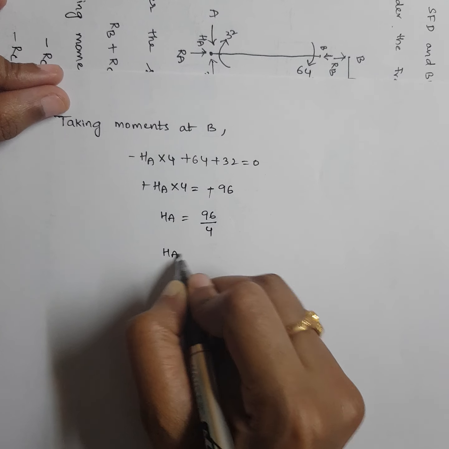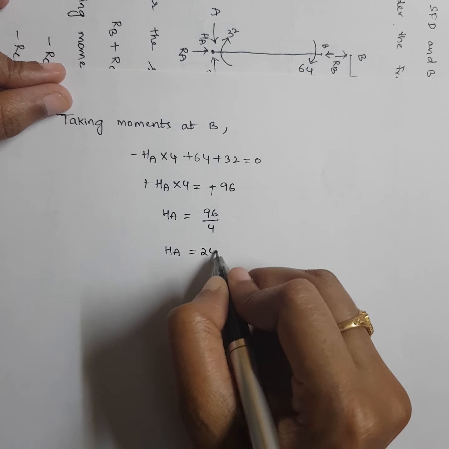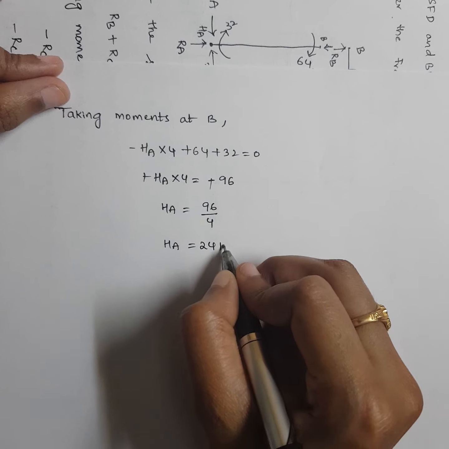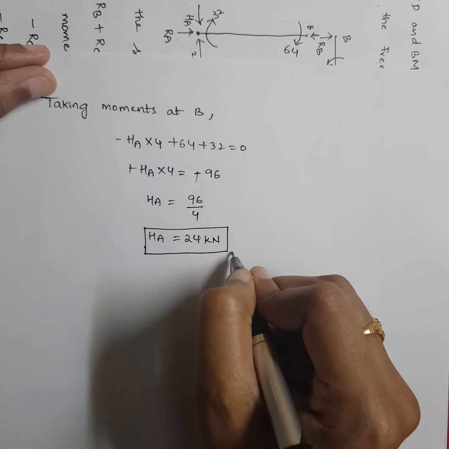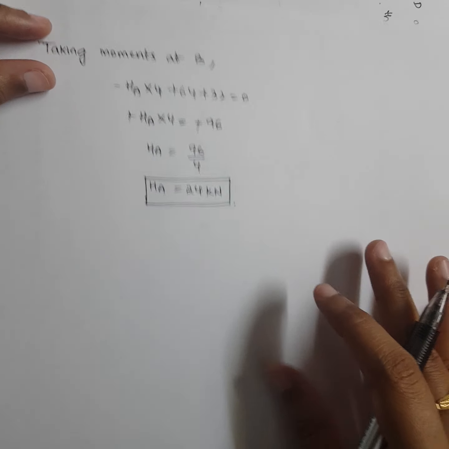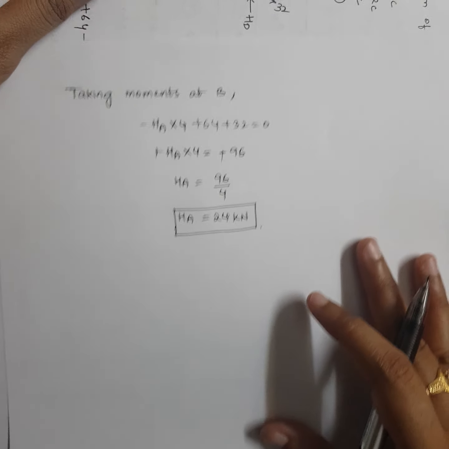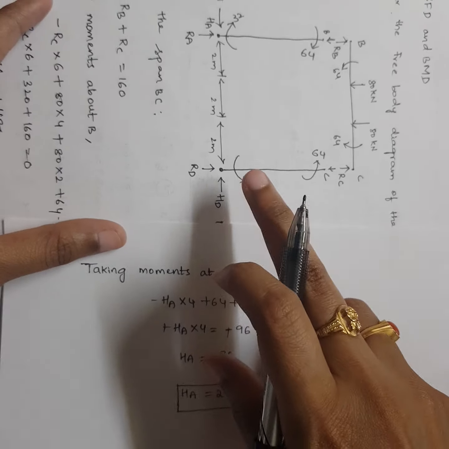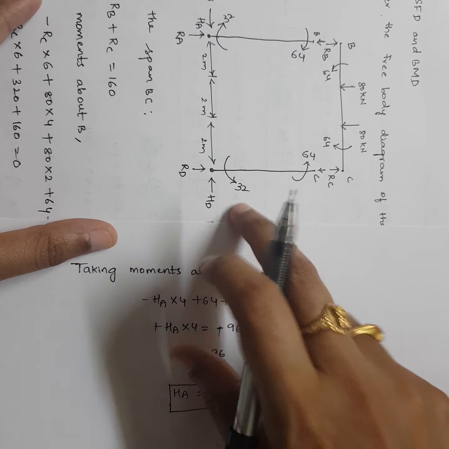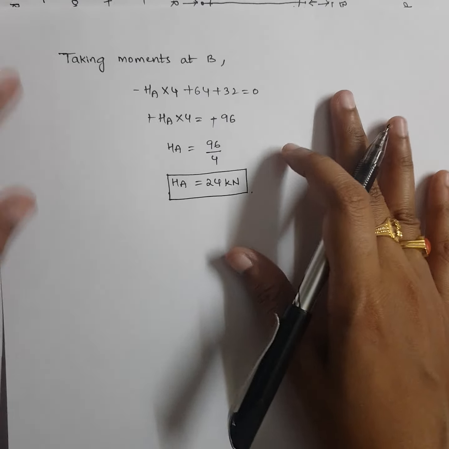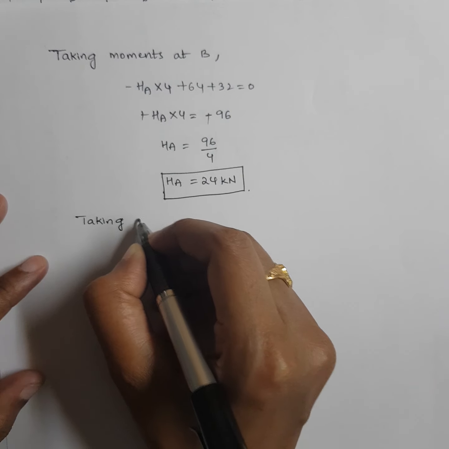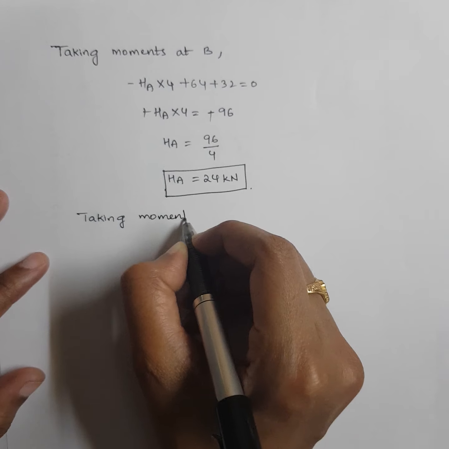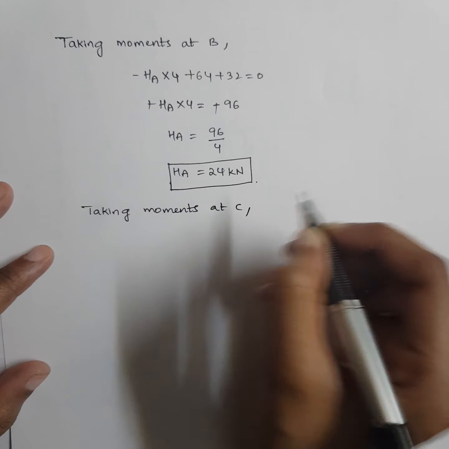So how much will be my HA now? It is 24, correct? 24 kilonewton. 4 ones are 4, 4 twos are 8, and 4 fours are 16, right? Similarly, I'll do it for CD also. Similar pattern. Now, taking moments at C. Now let's see for C.